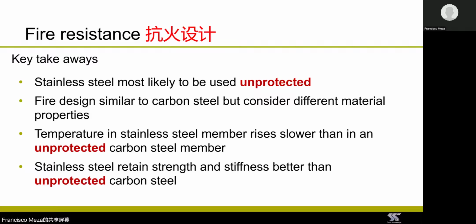Now, you need to be aware that stainless steel is most likely to be used unprotected. Because of this, you should not expect to replace the use of carbon steel for stainless steel purely based on its fire performance, and there must be other reasons to support the use of stainless steel, like, for example, aesthetic reasons or corrosion resistance.